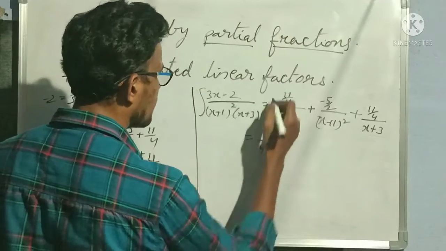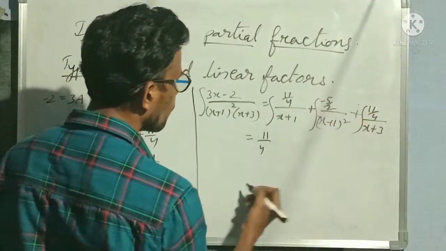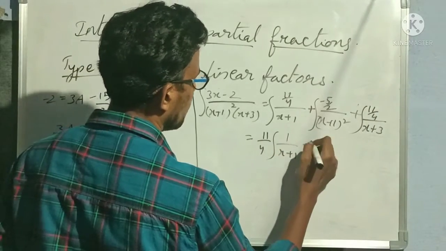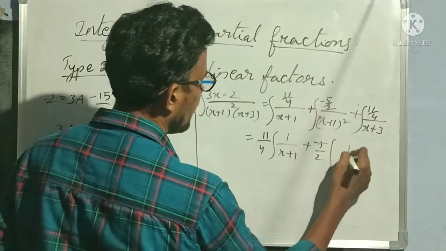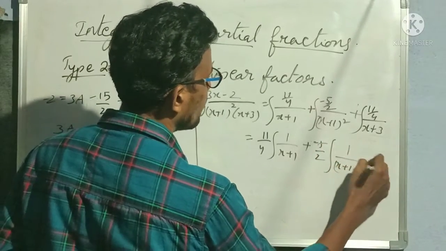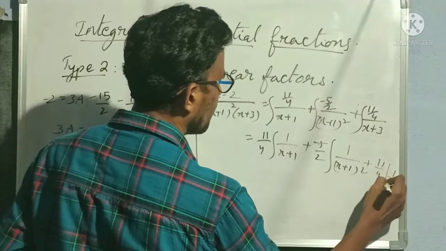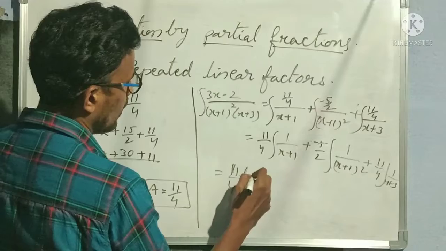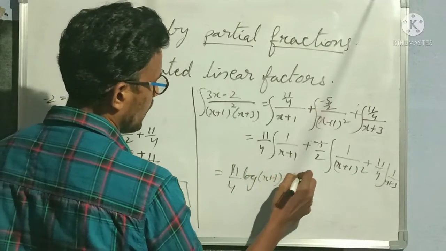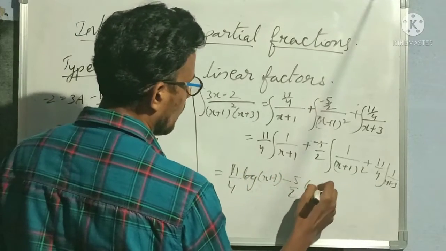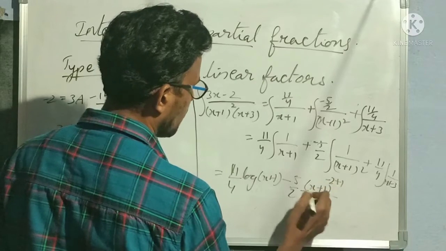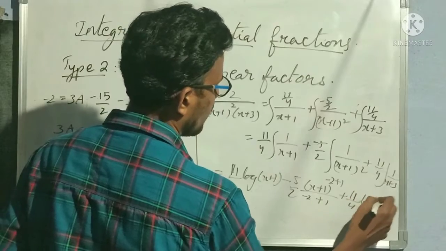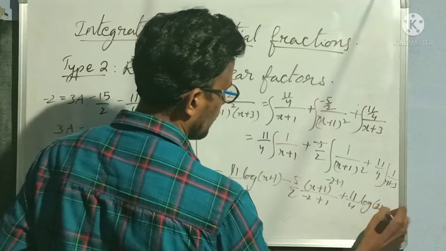Now let us take the integral for each. So 11 by 4 integral 1 by x plus 1, plus minus 5 by 2 integral 1 by (x plus 1) whole square, plus 11 by 4 integral 1 by x plus 3. So this is equal to 11 by 4 log of (x plus 1) minus 5 by 2 (x plus 1) whole power minus 2 plus 1 by minus 2 plus 1, plus 11 by 4 log of (x plus 3) plus c.